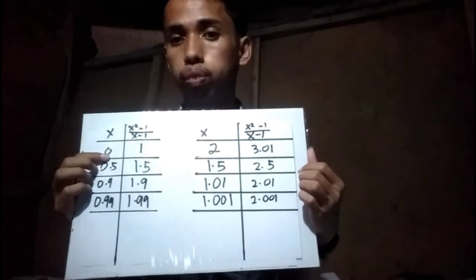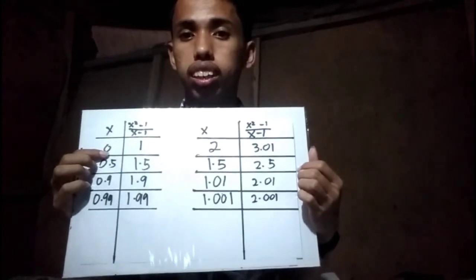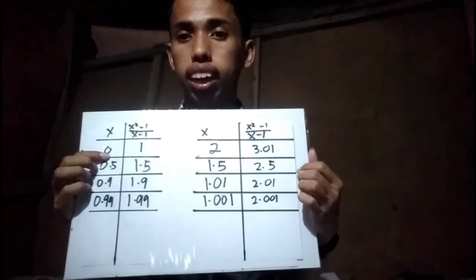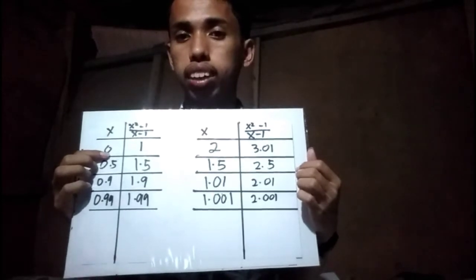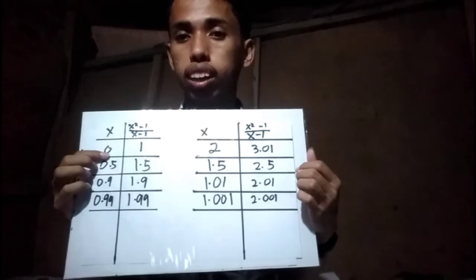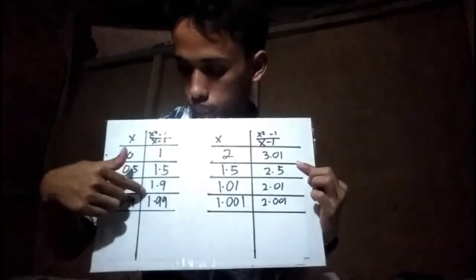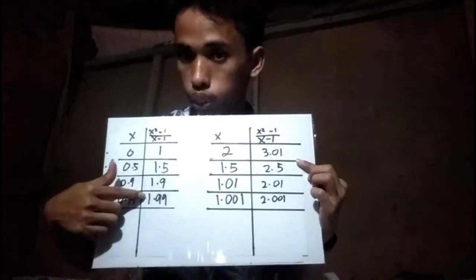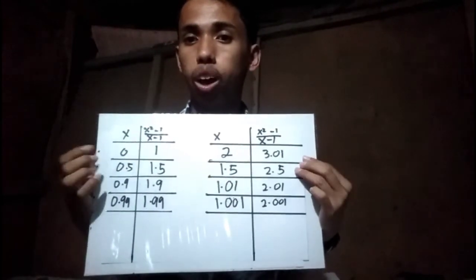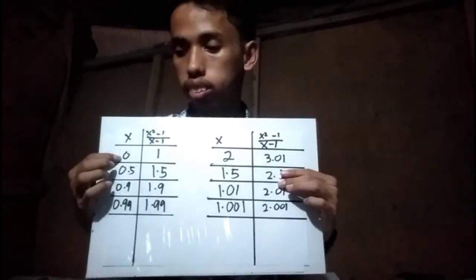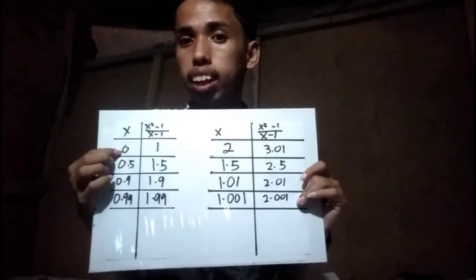And if the value of x is 1.01, our value would be 2.01. And if our value of x is 1.001, we will have 2.001. And as you can see in the results, the values on this side are approaching 2, and also on this side they are approaching 2. So it means that when the limit on this side and the limit on this side are the same, approaching one number, then the limit exists.